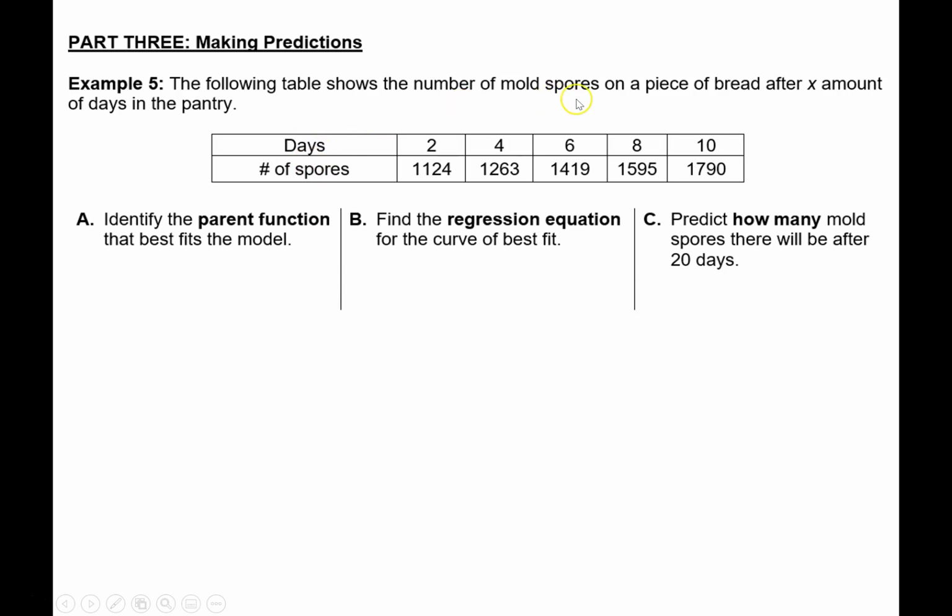We're looking at the number of mold spores on a piece of bread after X amount of days in the pantry. So the number of days that it spends in the pantry is X, and the dependent variable is the number of spores that grow each of those days.